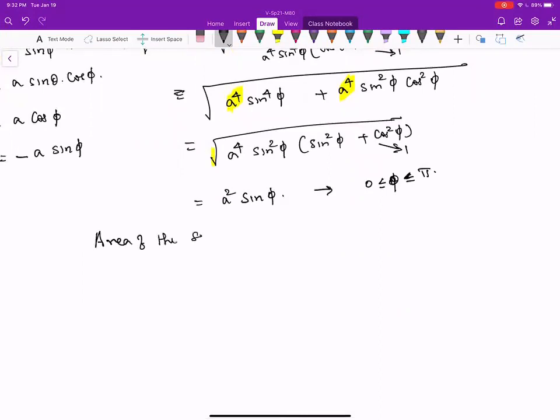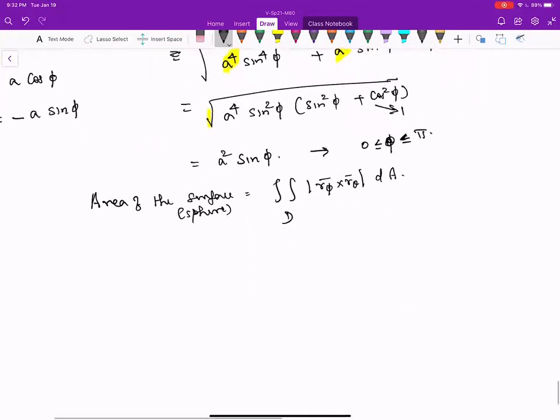So area of the surface, in this case area of the sphere, is double integral over D of absolute r phi cross r theta dA. So we know the limits for the domain. So theta from 0 to 2 pi and phi from 0 to pi. We evaluated the inside, which is a square sine phi d phi d theta.